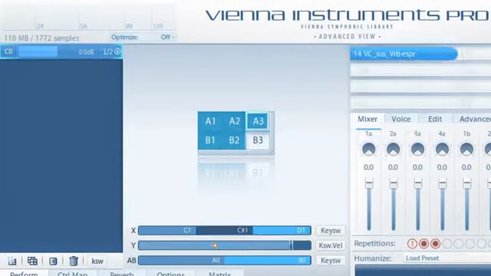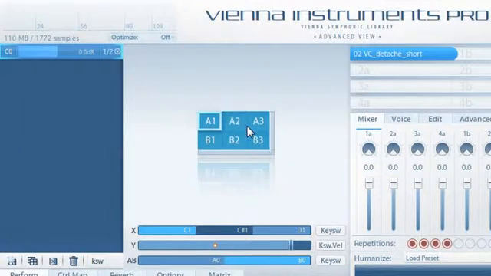The horizontal x-axis will be triggered by key switches. C1 to D1 will switch between those articulations, and the vertical y-axis will be controlled by Keyswitch Velocity. This means that I can control both axes with one key switch.